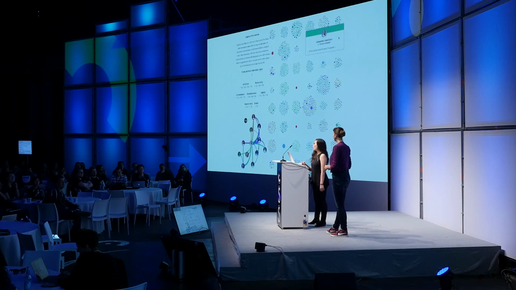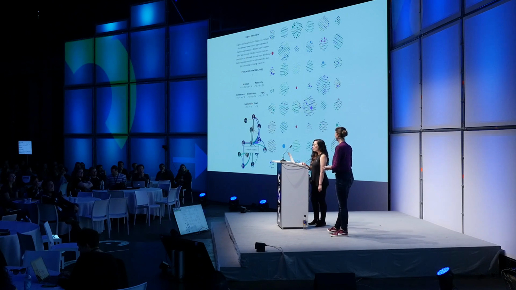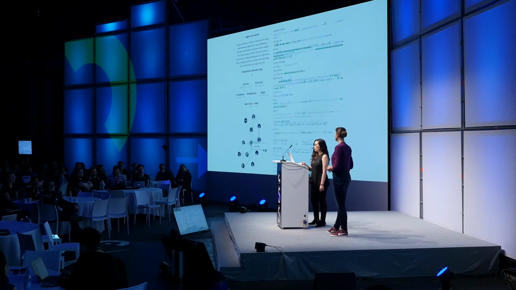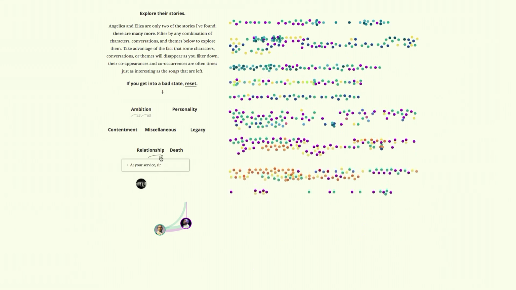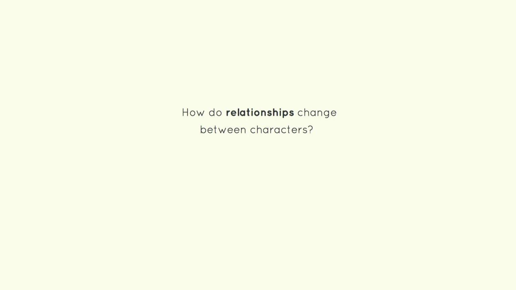So for example, for our November Data Sketches, I visualized every single line in the musical called Hamilton, and built a tool where I can filter by any set of characters, their conversations, and phrases, and then be able to dig into all of the lyrics that were left in the remaining songs. And the question I started with was this: how do the relationships change between the characters as the musical progresses? And what are the recurring phrases, and who are they associated with?